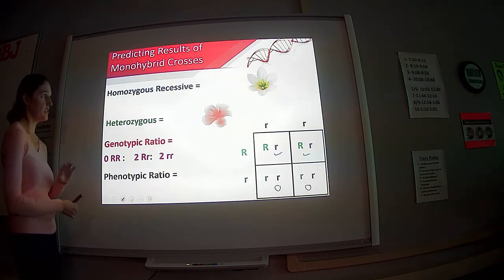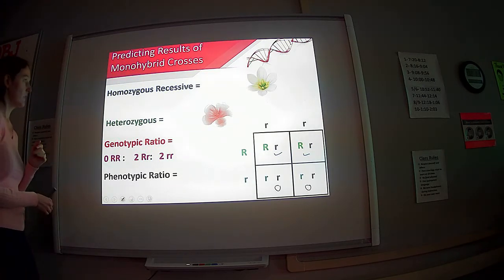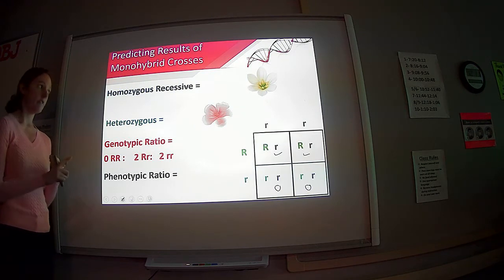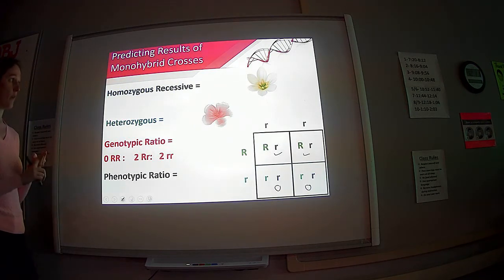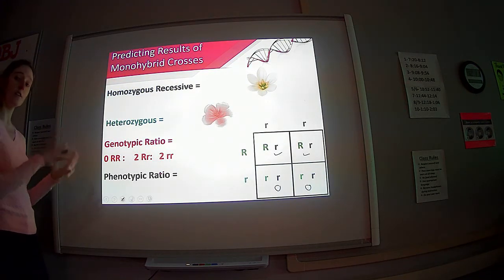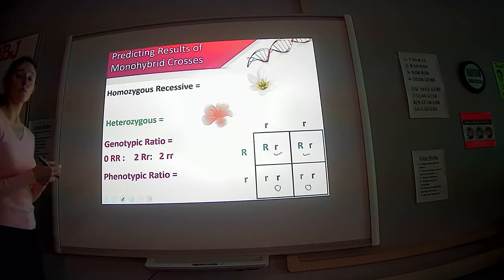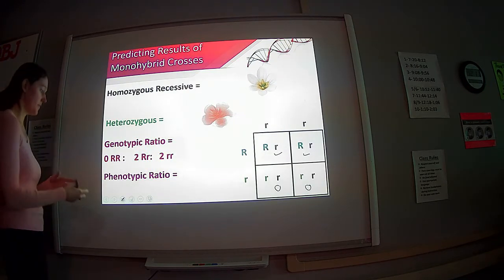For our phenotypic ratio, we are now going to have 3 different colors. We'll have red, we'll have pink, and we'll have white. When we have regular complete dominance, then you only have 2 colors. But with incomplete dominance, you do have 3 because you have that blending happening.